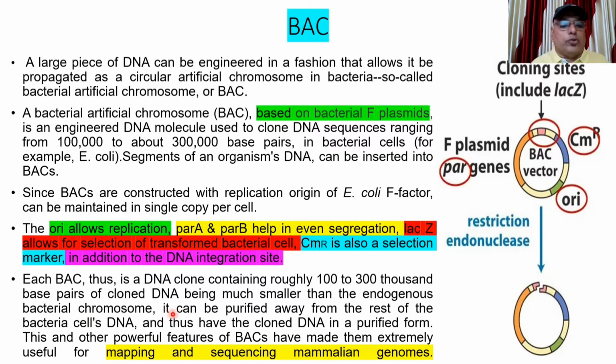homogeneous bacterial chromosome, but it carries more base pairs as compared to the conventional vectors, that is the plasmids, cosmids, etc. It can be purified and it is used for the mapping and sequencing of mammalian genomes.